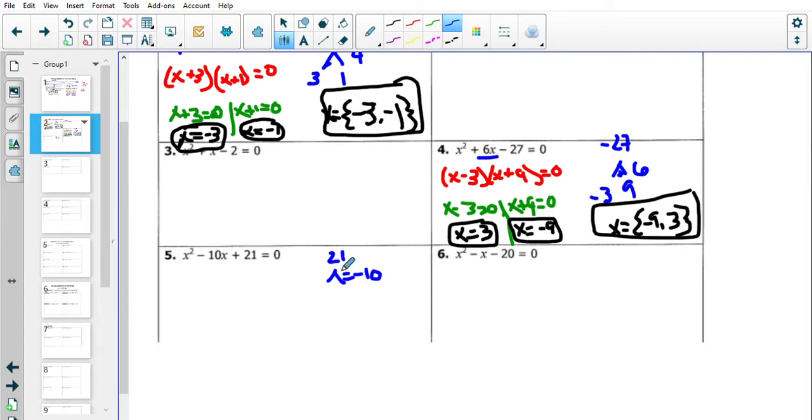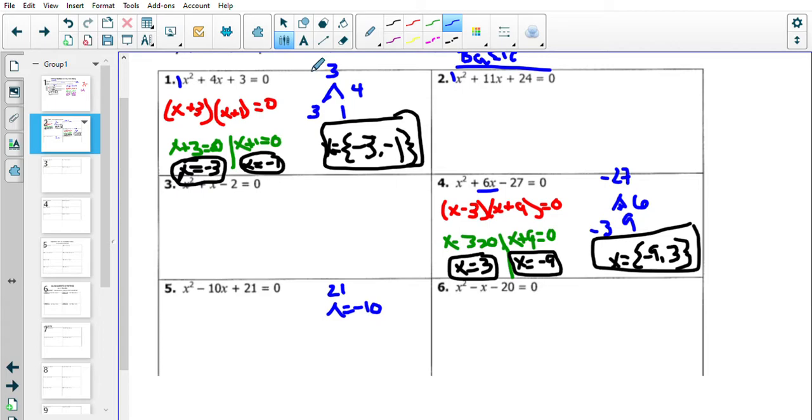Okay. Now, if I'm multiplying to a positive, just like we did up here, I'm either having both of my numbers be positive or both of my numbers be negative, and it's all dependent on what your addition is. Because my addition here, number 1, was positive, both my answers here were positive. Well, because my addition here is negative, that means both of my numbers here have to be negative.